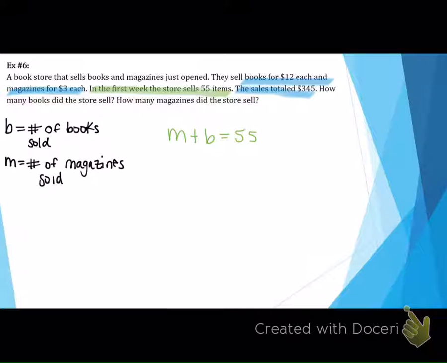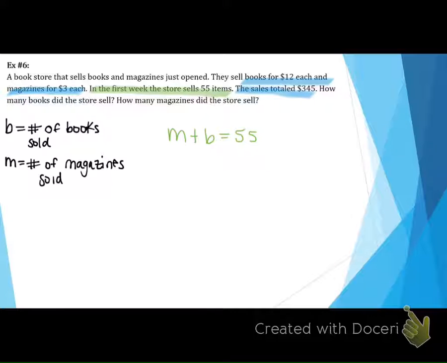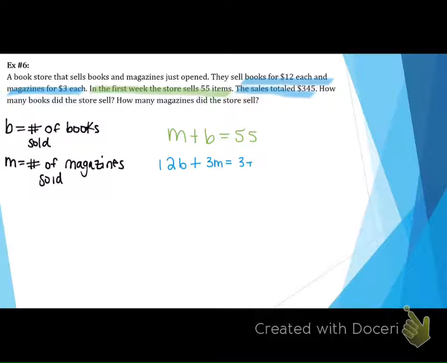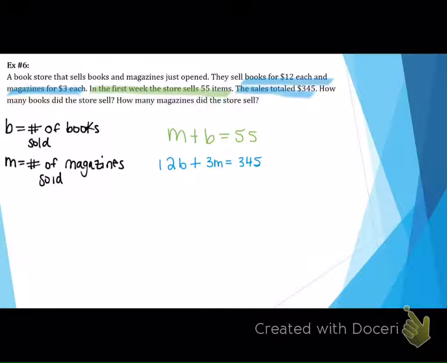Go ahead, Colin. I got this. Okay, so it's going to be 12B because the books are $12, plus 3M because the magazines are $3 each, and then that's going to equal $345. And I loved your explanation the whole time. It was really good. So, as he said, it's $12 per book.